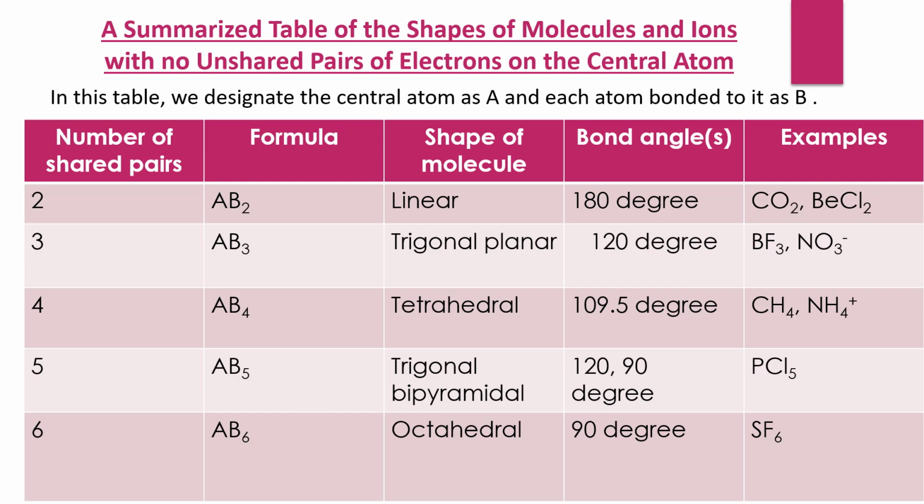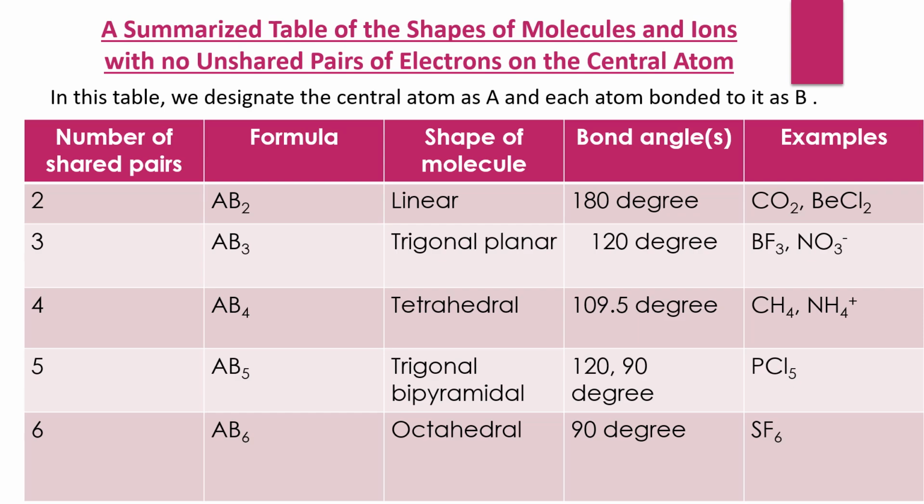When the number of shared pairs of electrons is 3, formula is AB3, shape of molecule would be trigonal planar and bond angle is 120 degrees. Examples are BF3 and NO3 minus. Number of shared pairs of electrons is 4, formula AB4, shape of molecule would be tetrahedral, bond angle is 109.5 degrees. Examples are CH4, NH4 plus.